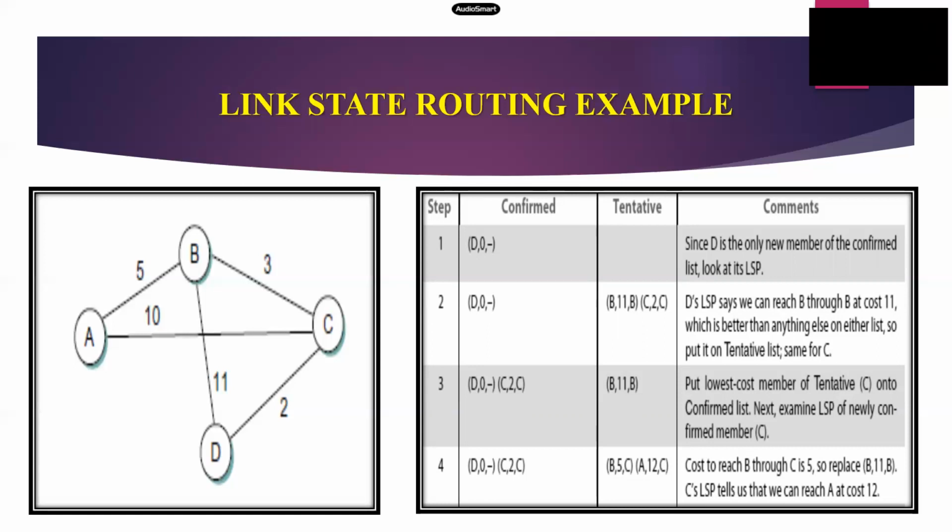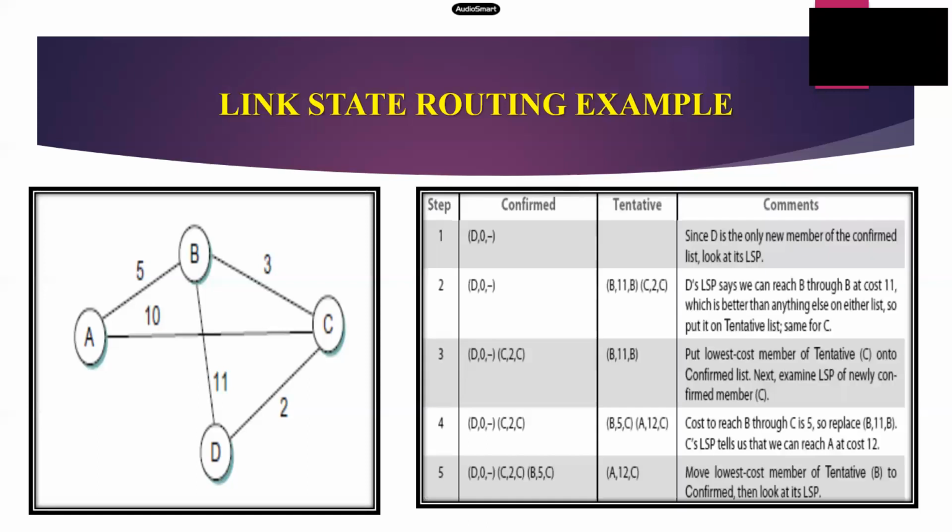Again from C to reach A, what is the cost? To reach A, the cost is D to C is 2, then C to A 10, the cost is 12. So to reach A via C, the cost is 12. What is the next step? We have 2 nodes. So which one is the least cost? That will be transferred to confirmed state. The other will be retained in the tentative state.